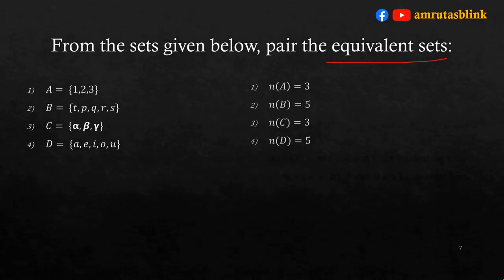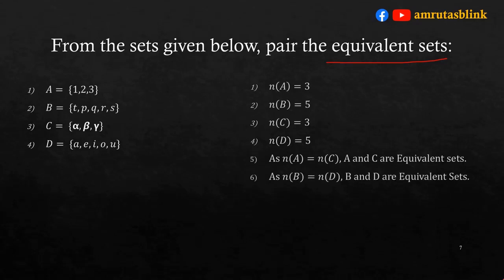Now, as the cardinality of sets B and D is equal, and at the same time the cardinality of A and C is equal, we can say that set A and set C are equivalent sets. At the same time, set B and set D are equivalent sets. There is a difference between the concept of equal sets and equivalent sets.